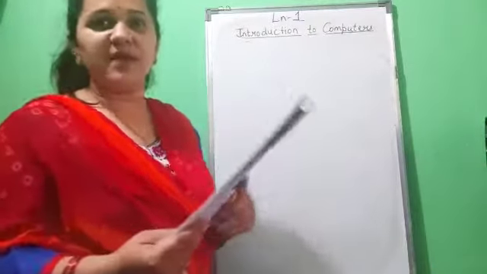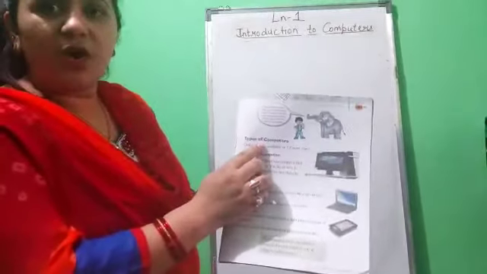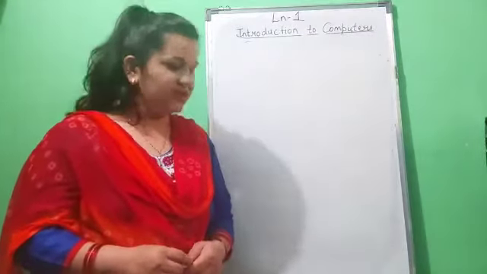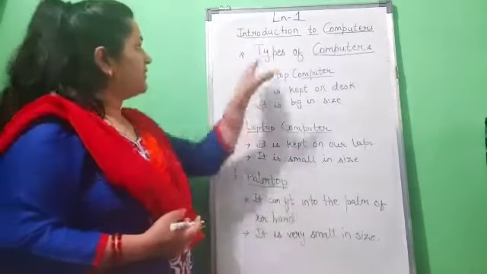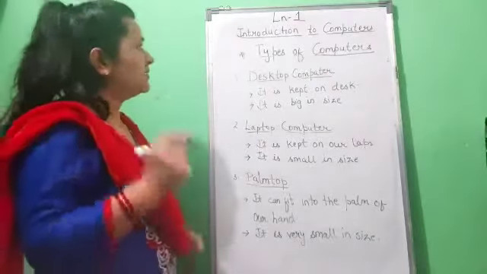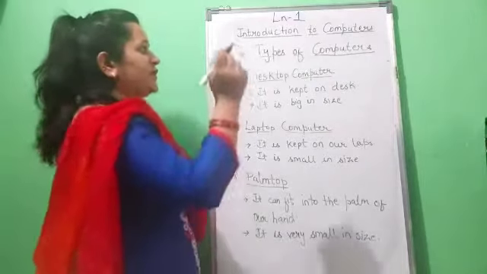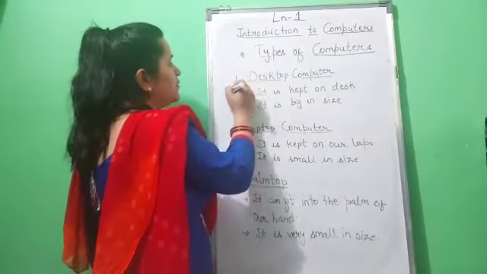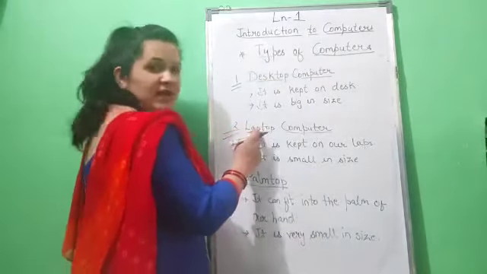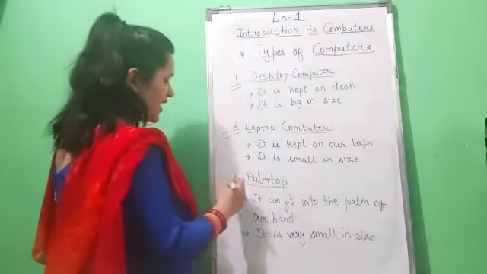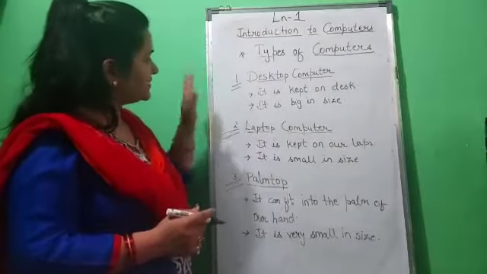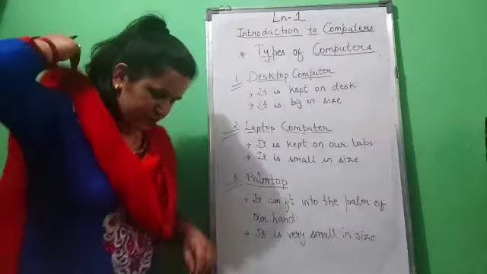The next topic is types of computers. Now let us study about the types of computers. So children, there are 3 types of computers. One is desktop computer, second is laptop computer, and third is palm top. These are the 3 different types of computers.